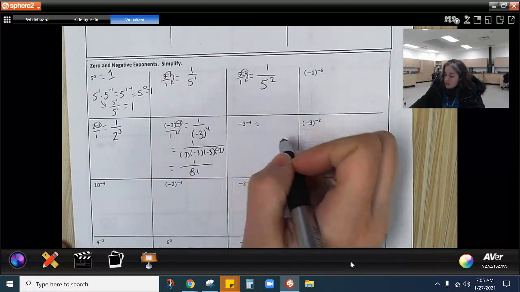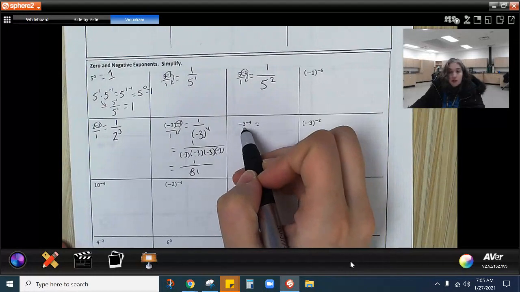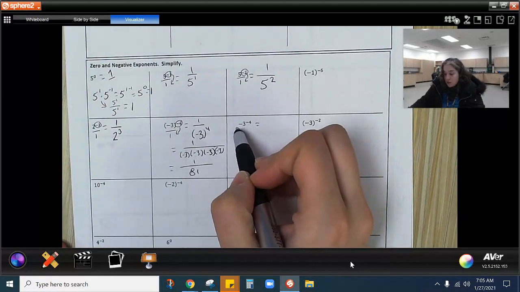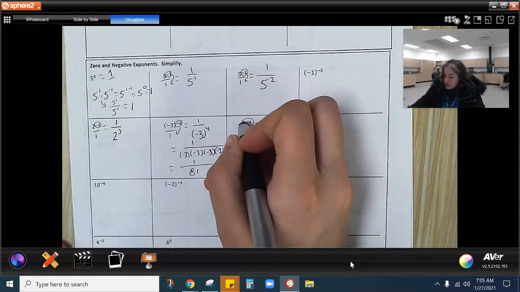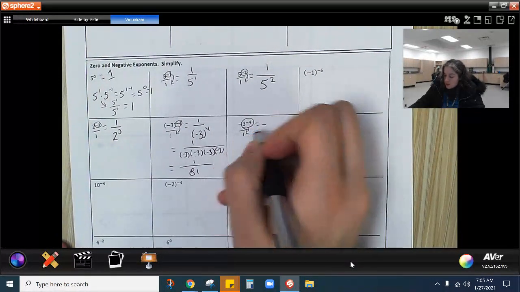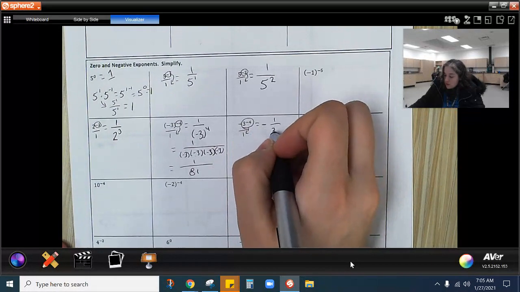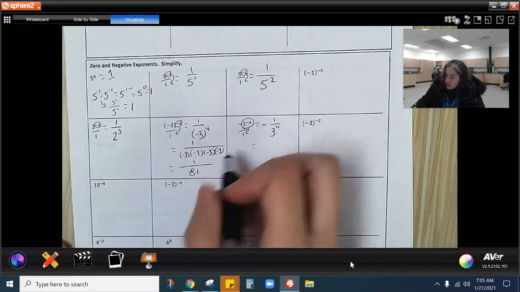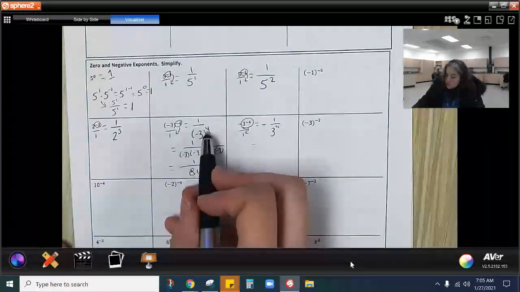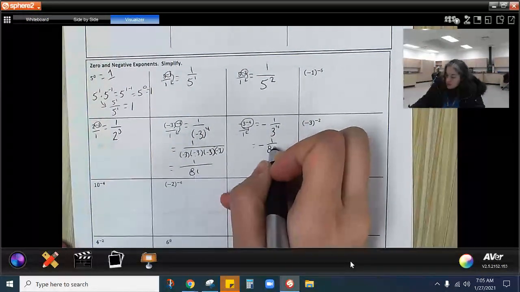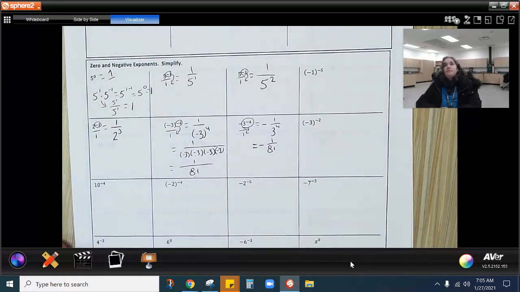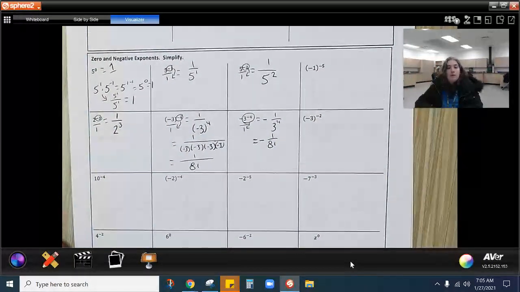And remember, with this one, we need to be careful because that negative 4 is only touching the 3. It's not touching the negative. It's only touching the 3. So this is really negative. Now I have to move this to the denominator. So it'd be 1 over 3 to the positive 4. Hey, what is that? Well, we just said negative 3 to the 4th was 81. So 3 to the 4th is 81. It's negative 1 over 81. Hopefully you know most of your powers pretty well, at least through the cubes and some of the fourths.